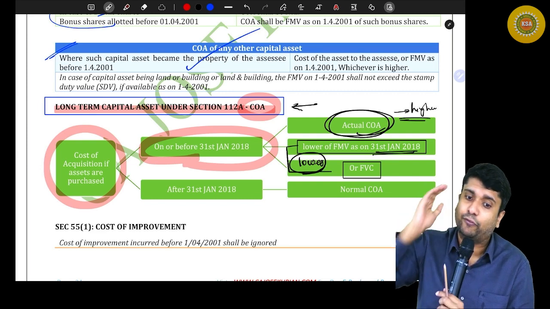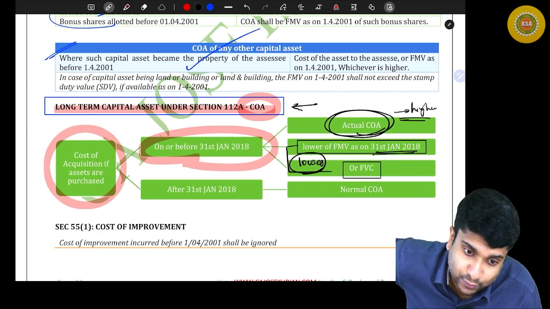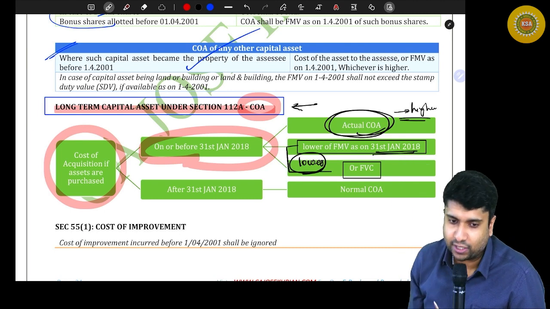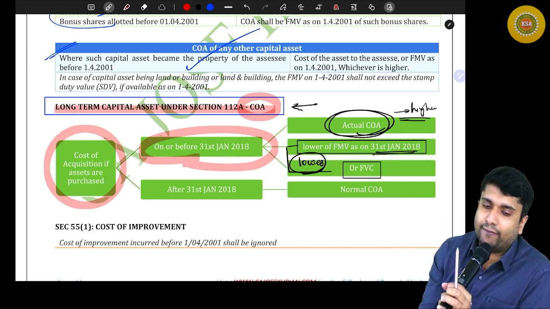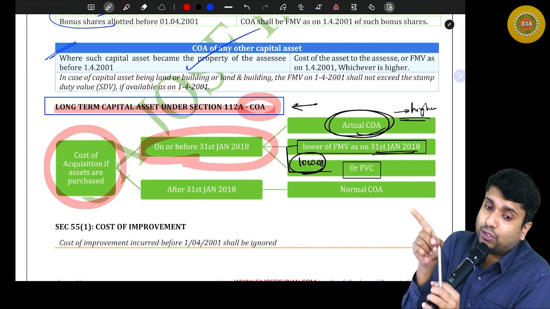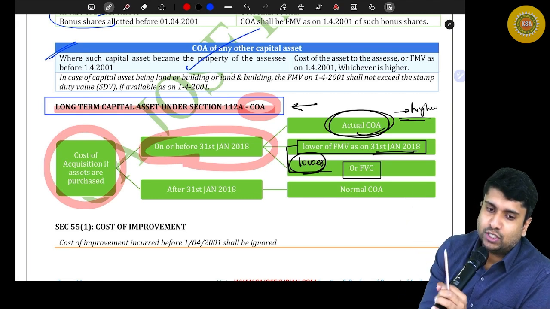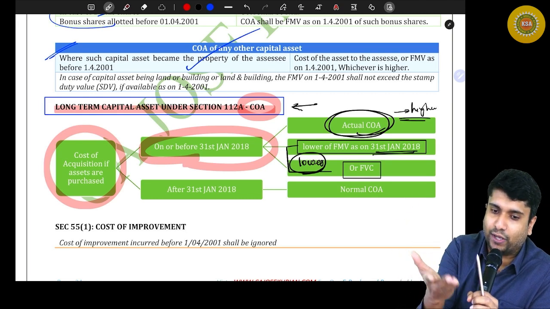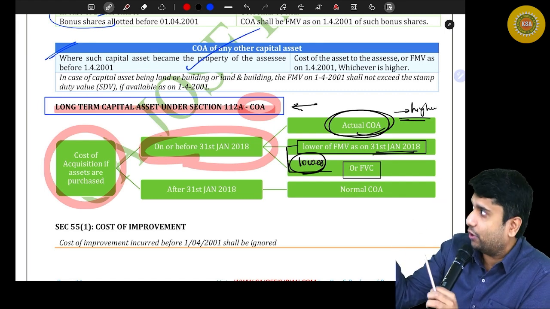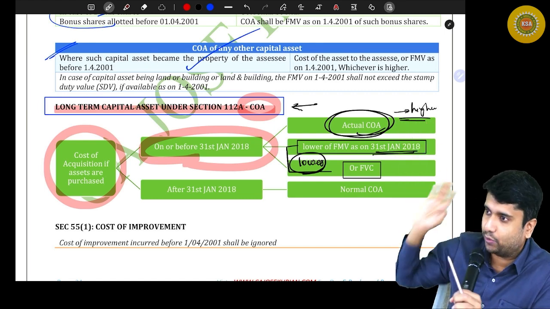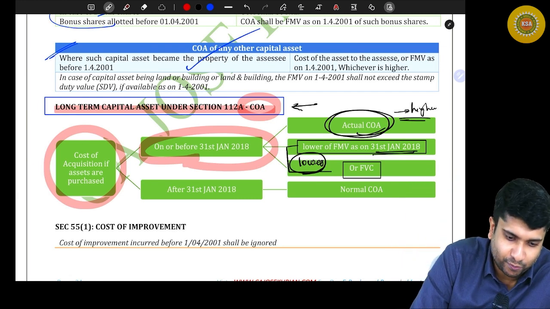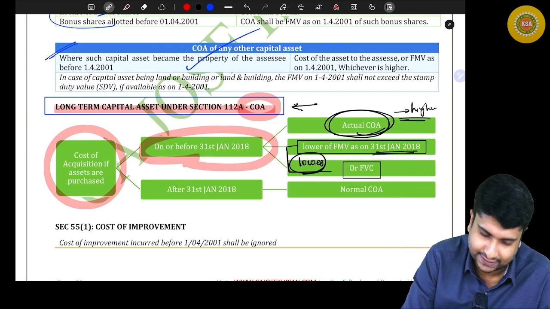Because earlier, before the 2018 annual budget, it was exempted under 10(38). Then they brought in this particular taxation under 112A suddenly in the February 2018 annual budget. So this is called a grandfathering clause. I'm not planning to explain what the grandfathering clause is and waste your time. Rather, you study it as an equation, because in revision we cannot go beyond certain limits. Yes, there is a reason.